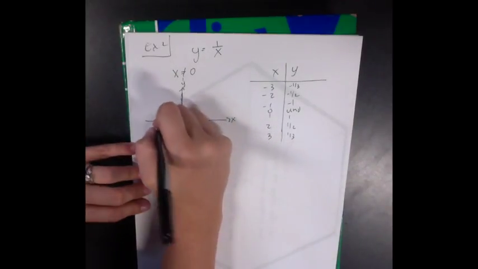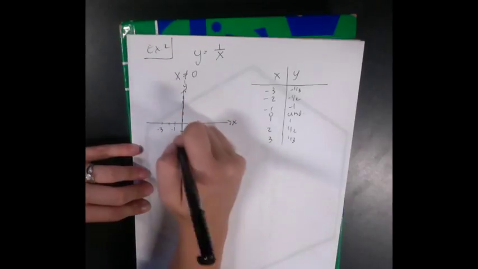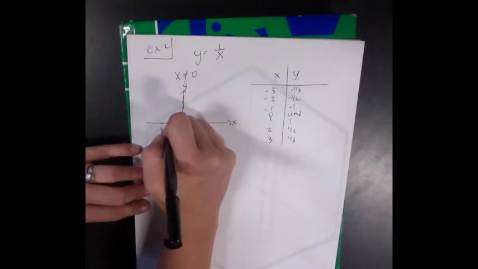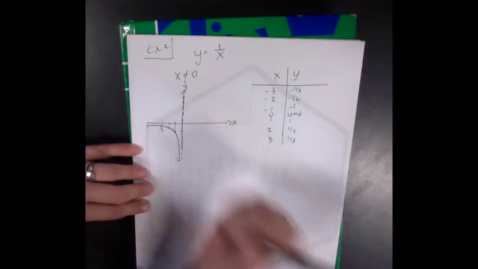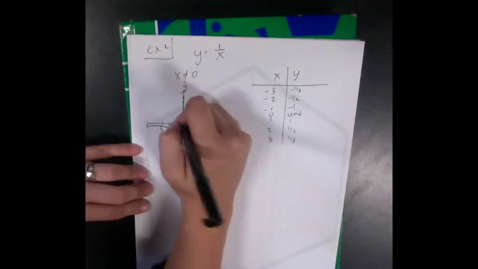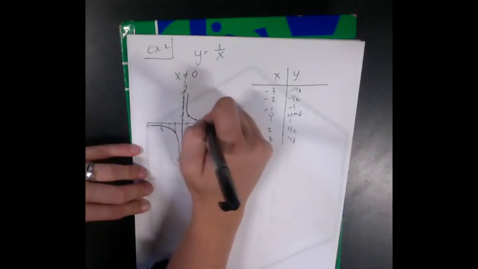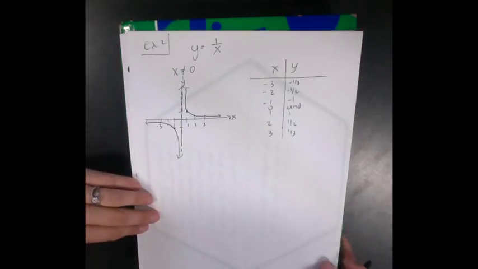Then I get -1, -2 is -1/2, -3 is -1/3, and 0 is undefined. That's half of it, and then I have 1, 2, 3. 1 is 1, 2 is 1/2, 3 is 1/3. Okay. You should be comfortable with graphing things with asymptotes by now. This should be second nature.